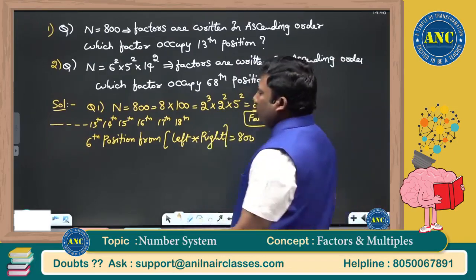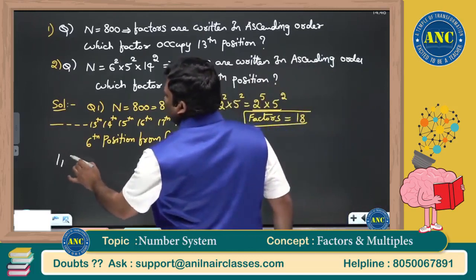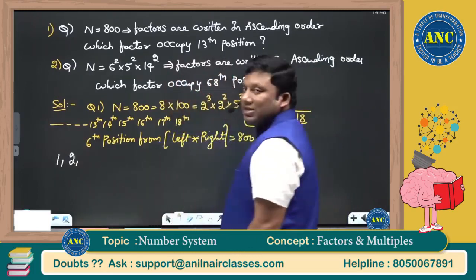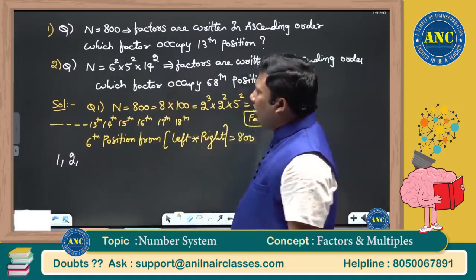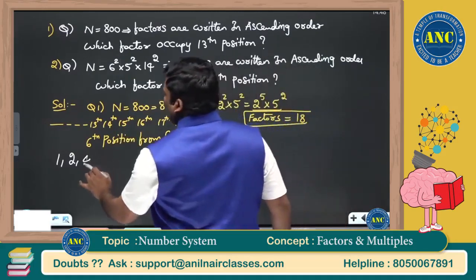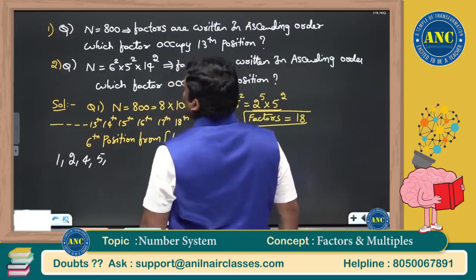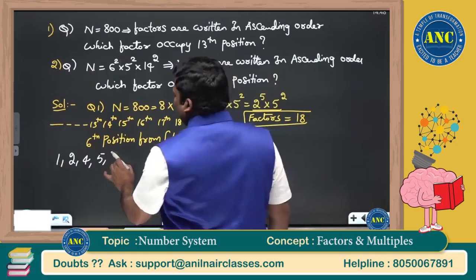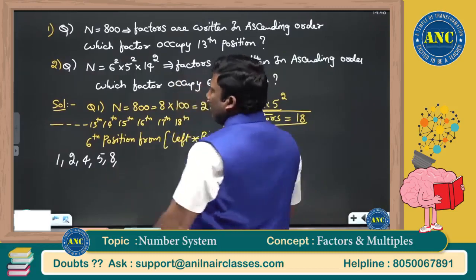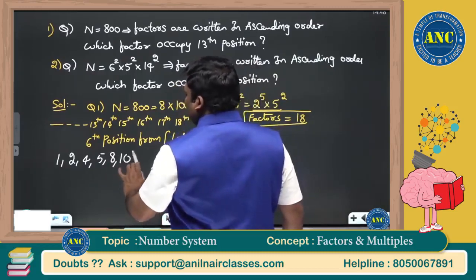Now, first number, it is 1. 1 is a factor. 2 is a factor. If we just go till the 6th factor, we get the answer. 3 is not a factor. 4 is a factor. 5 is a factor. 6 is not a factor. 7 is not a factor. 8 is a factor. 9 is not a factor. 10 is a factor.